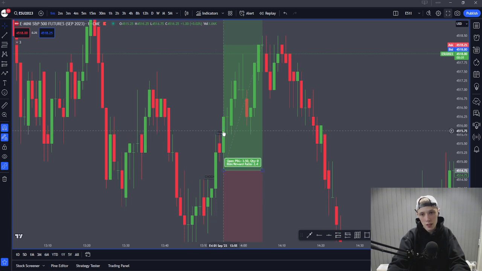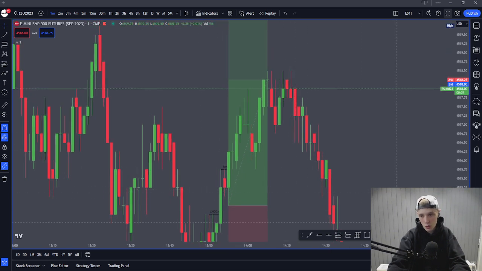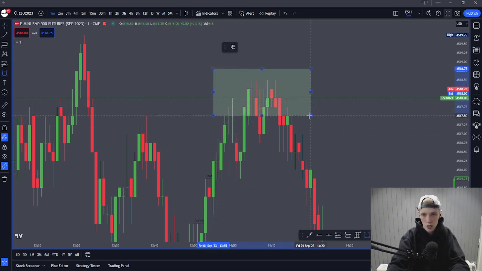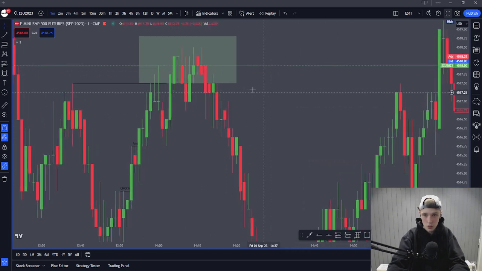But I wouldn't necessarily trust this break of structure. I would rather try to wait for this to get displaced over. But it never actually did displace over. It kind of just popped its head up, right? You could consider this a stop rate. I mean, you definitely could consider this a stop rate.